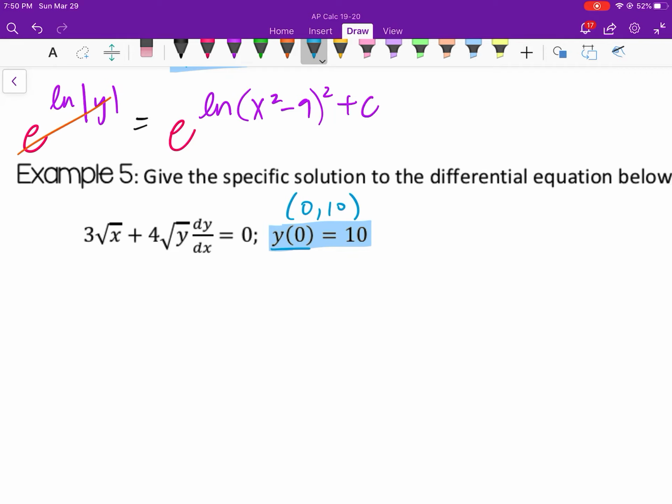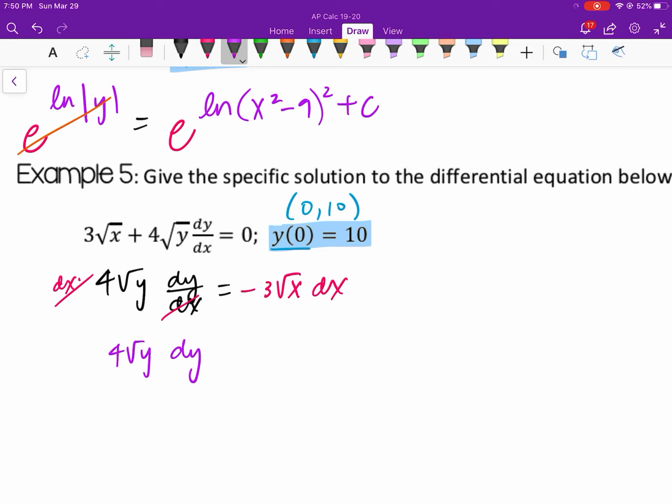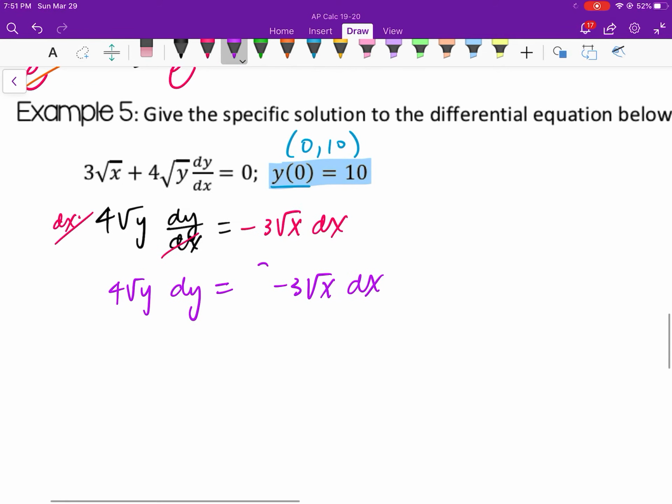So we first need to start to separate our variables, yes? So if we have 3 radical x plus 4 radical y dy/dx, well, if we just subtract 3 root x from both sides, we'll have 4 root y dy over dx equaling negative 3 root x. Well, now we just have one more step to get everything with an x on the right and everything with a y on the left. We are going to multiply both sides by that dx to get it to cancel. So we have 4 root y dy equaling negative 3 root x dx.